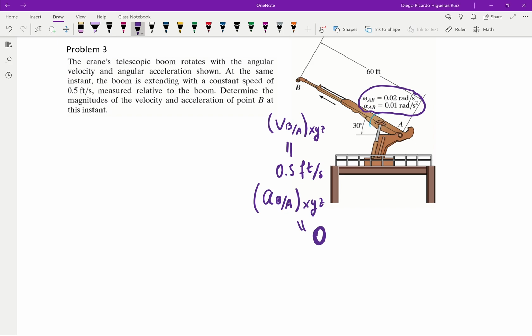Alright, so now we need to determine the magnitudes. So we're going to proceed in a similar way that we did before. What we're going to do is go ahead and write down the velocity equation: V_B is equal to V_A plus omega_AB cross product r_B/A plus this given relative velocity.